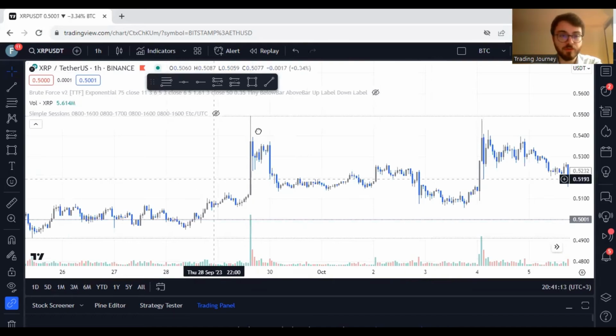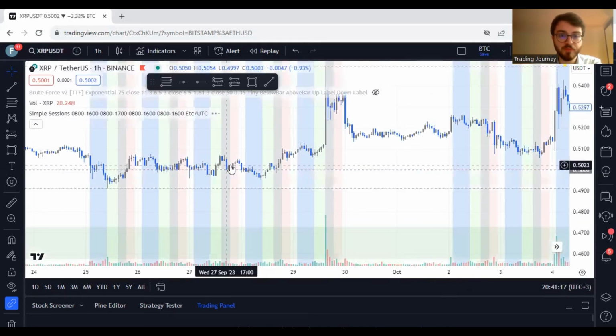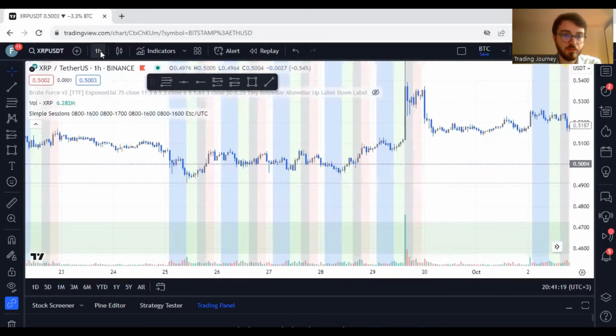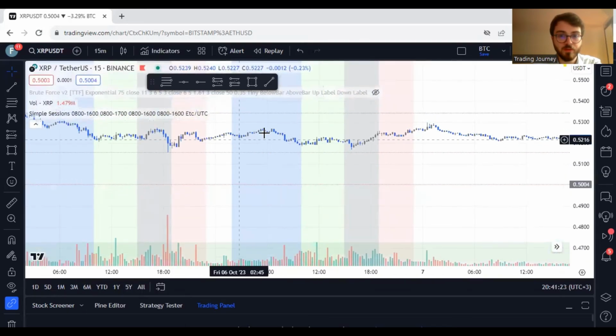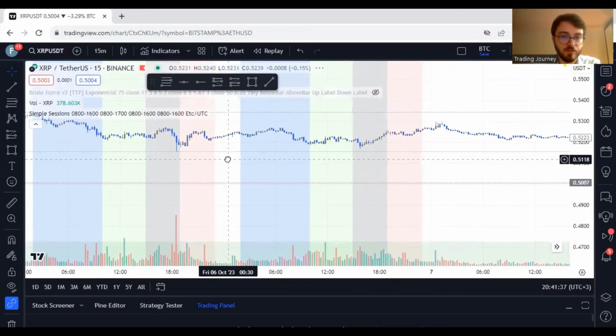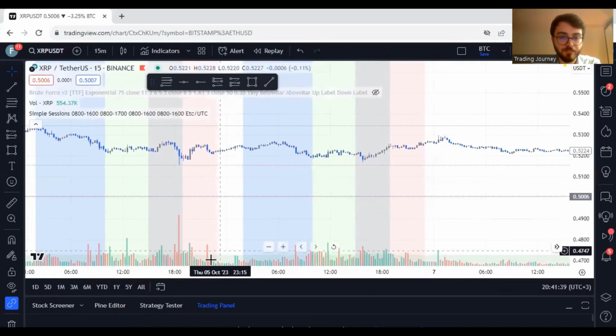Another thing to notice is that if we put on the sessions, so in here, let me just zoom in a bit. Each session is paired here. We have the Asian session in blue, and then the London session, followed by mixed, where there is London and New York, and finally New York. And you can see that the volume is quite different based on the session that you're trading.